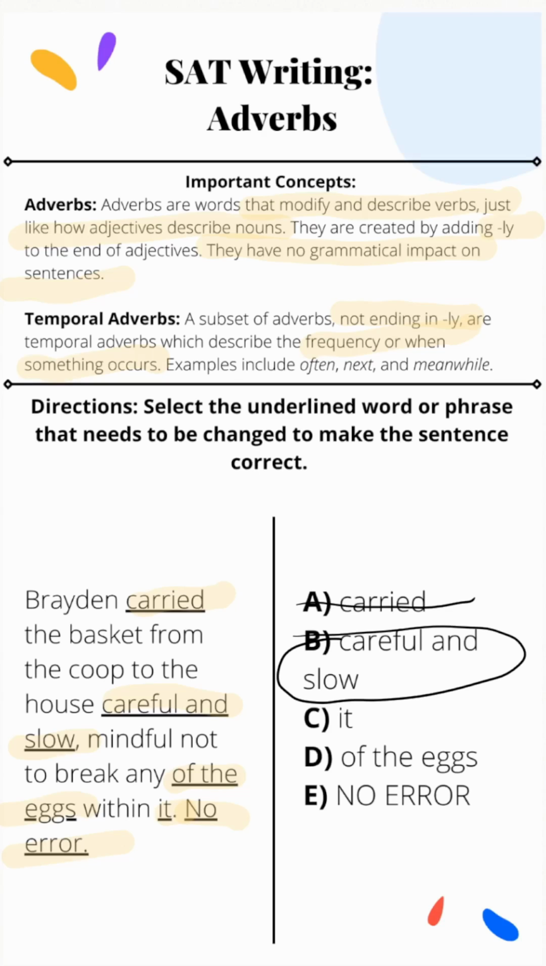But let's use good practice and look through the rest of them. Mindful not to break any of the eggs. That is grammatically correct. It works within the sentence. Nothing's wrong there. And within it, we're referring to that basket. It makes sense there. It's all good. No error is also incorrect because we found that we are using adjectives in the place of adverbs. So B is going to be your correct answer.